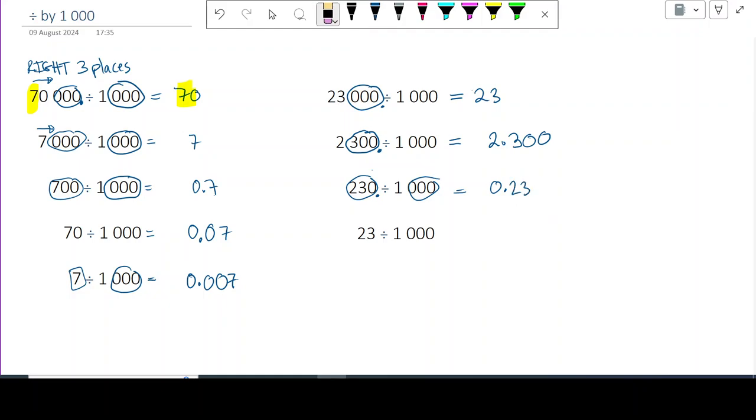You don't need to keep that 0. You can, nothing wrong with it, but you don't need to. Again, they're going to move 2 places to the right of the decimal, and they've got a third place to move, which creates a gap which we fill with a 0: 0.023.